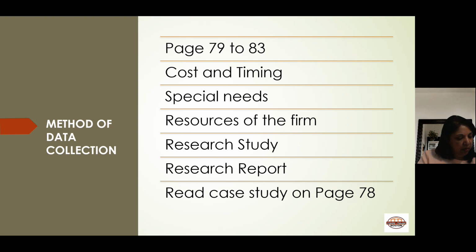Okay, so on page 79, there's cost and timing, special needs, resources of the firm, research study, and research report. So what you will see for cost and timing is that you would need to have an Excel spreadsheet, or you would have to have a table in your presentation where you can allocate the cost and the timing. So what is this activity going to cost? And more or less, how long is this research going to take?